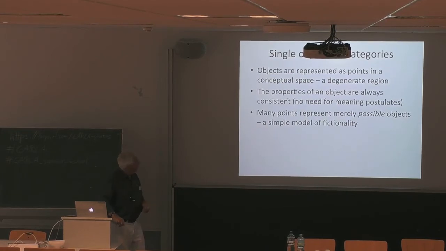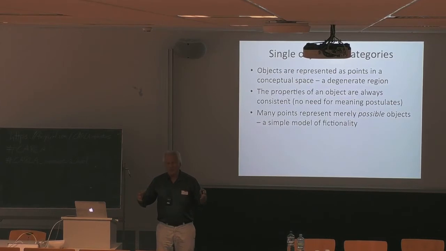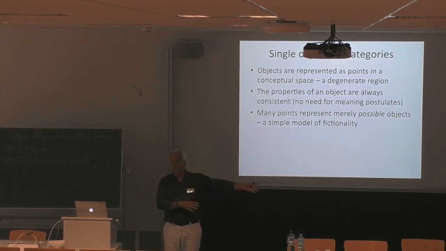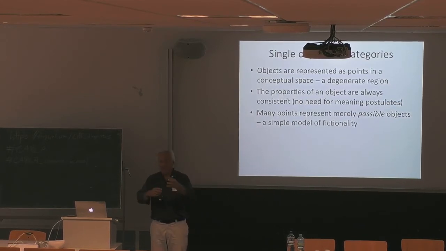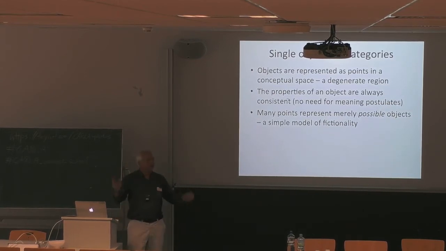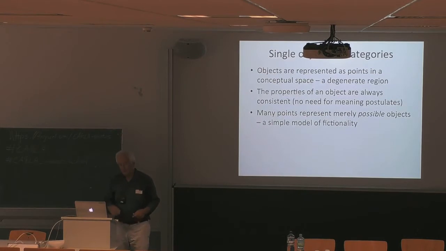And many points represent merely possible objects. We can combine properties in many different ways and create objects that don't exist in the real world. I already mentioned unicorns. We can have shape space, and in a certain part of shape space there are unicorns. In other parts of shape space there are sphinxes and I don't know what, all those fantasy centaurs and other fantasy animals. They are possible because they are possible shapes according to shape space and other properties.